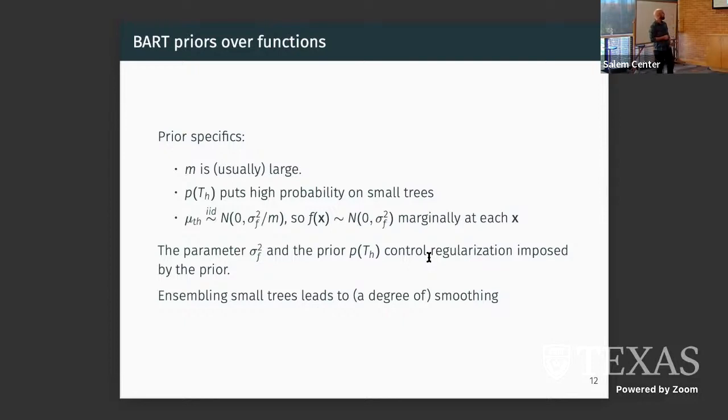Okay. So that parameter sigma squared f is going to control the likely range of those function values. And the prior on the trees is going to control how non-homogeneous, non-additive that function is. Right? The deeper those trees go, the more interactions and non-linearities we have.